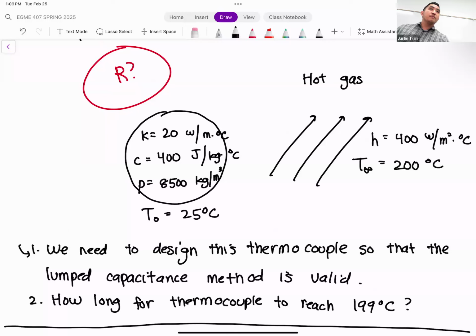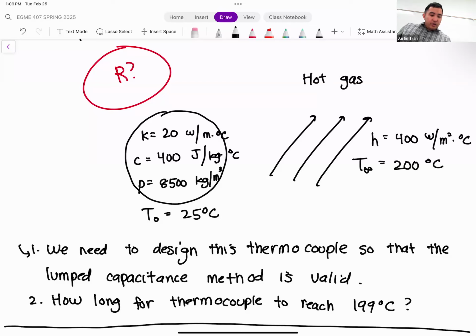Surface temperature of the thermocouple? So T naught is the temperature of the entire thermocouple. Yes, exactly. Remember our key assumption with lump capacitance is that whatever object we're considering is at the same uniform temperature all throughout. If you have any spatial variations of temperature, the lump capacitance method would not apply in those cases.